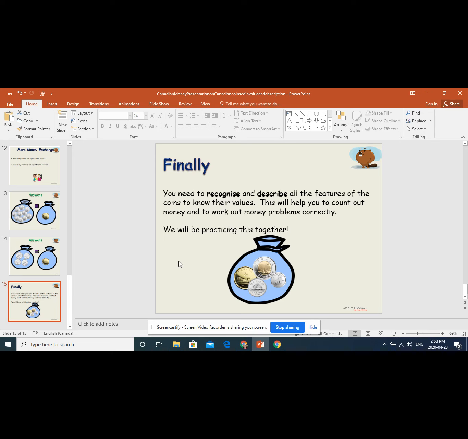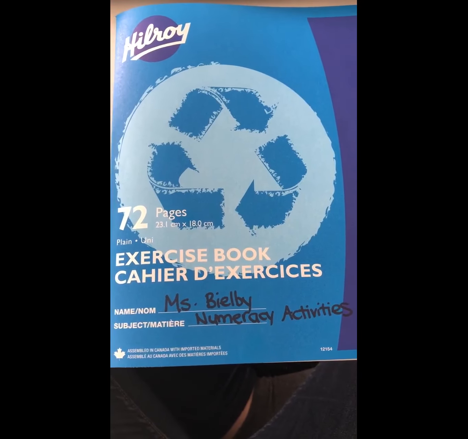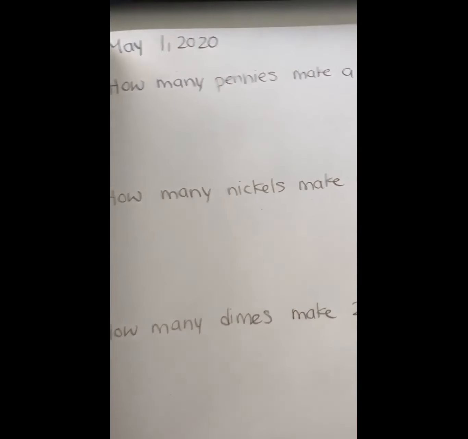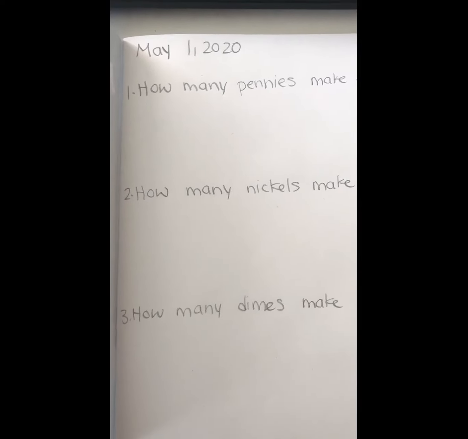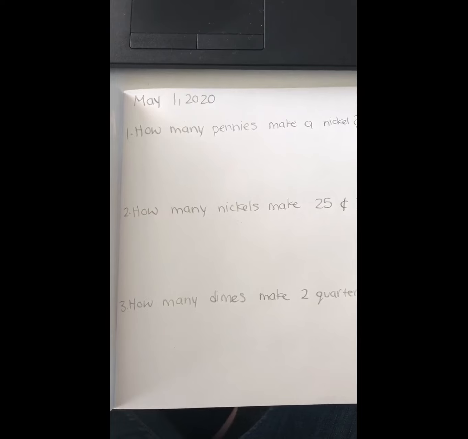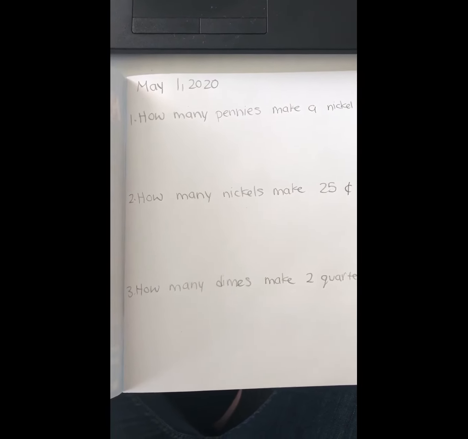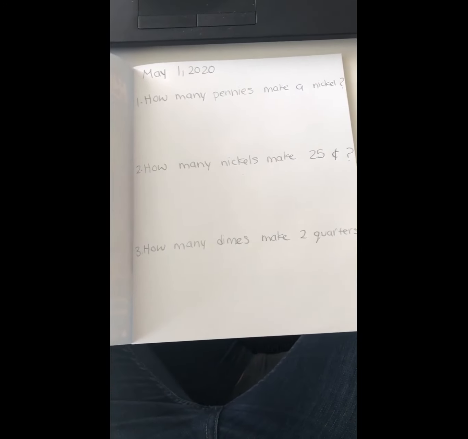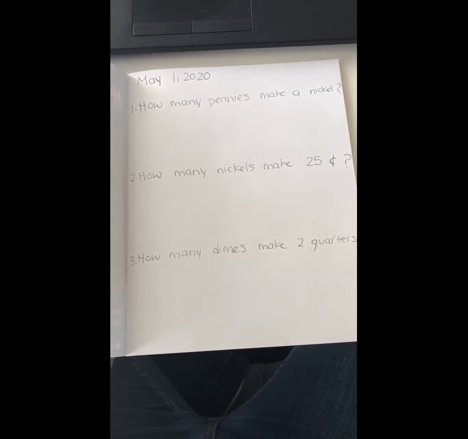What I do have is I have some questions that I would like you to answer on paper today. So I am going to switch to my phone to show you how we are going to set up our page. Okay, so here I have my numeracy activities booklet, and you can set up your page just like mine. So I have the date at the top, May 1st, 2020, and then I have three questions for you to answer. Now, kindergartens, you might need some help with these questions. If you want to, just write number one, number two, and number three and not copy down the question, that's okay. Or you can copy down the question so you remember what you were answering.